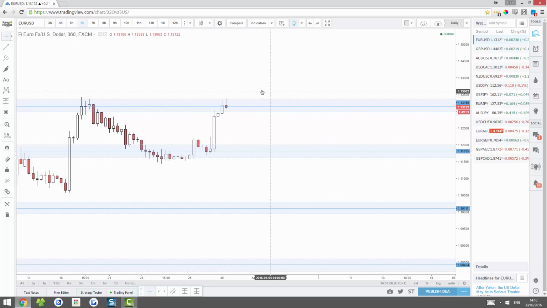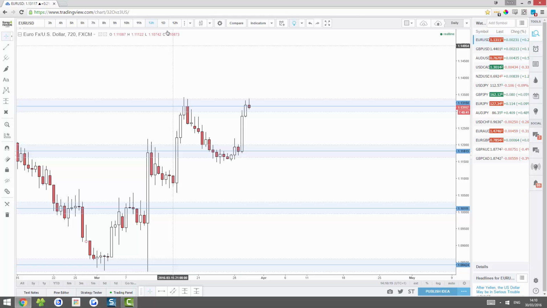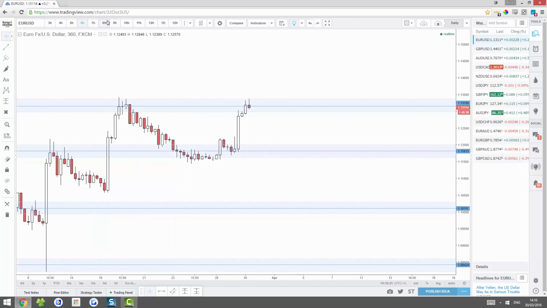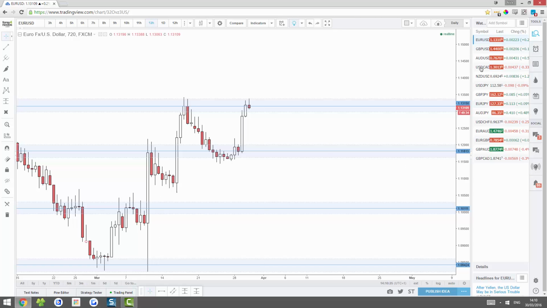But I find that I prefer trading the higher time frames when I can. So I'll probably be watching this on the 6-hour too, but more likely than not, I'm going to hold out for the 12-hour setup. I don't want to jump in too early on the 6-hour or the 8-hour. Probably going to hold out for the 12-hour setup.